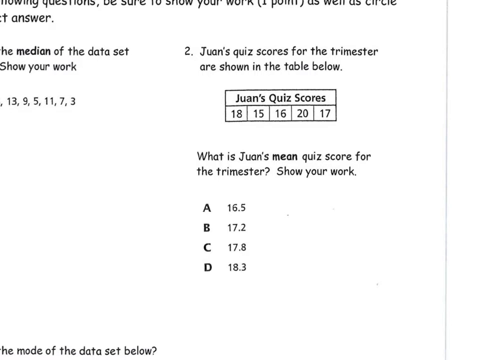Number 2, Juan's quiz scores for the trimester are shown in the table below. 18, 15, 16, 20, and 17. What is Juan's mean quiz score for the trimester? Show your work. When you're finished completing your work, please press continue. Which choice, A, B, C, or D, represents the mean quiz score for his trimester?